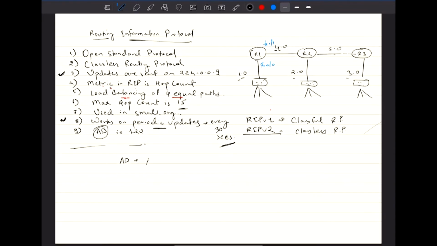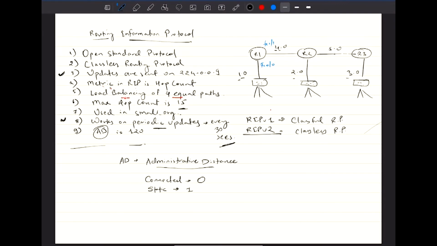AD stands for administrative distance. Cool. So if you talk about the connected routes, then the default administrative distance is 0. When you talk about the static route, the default AD is 1.